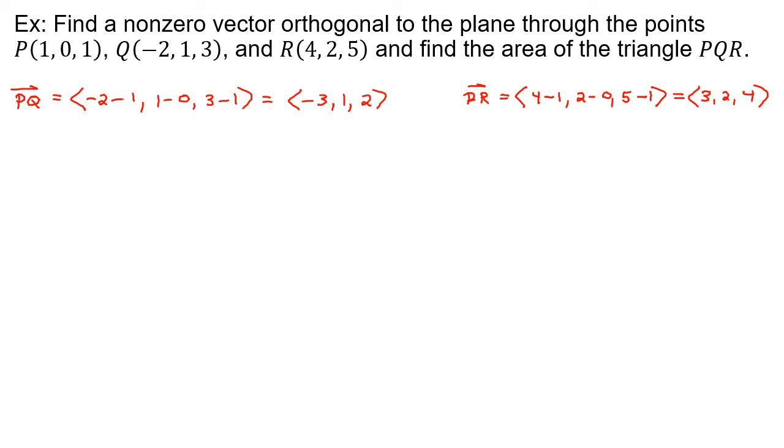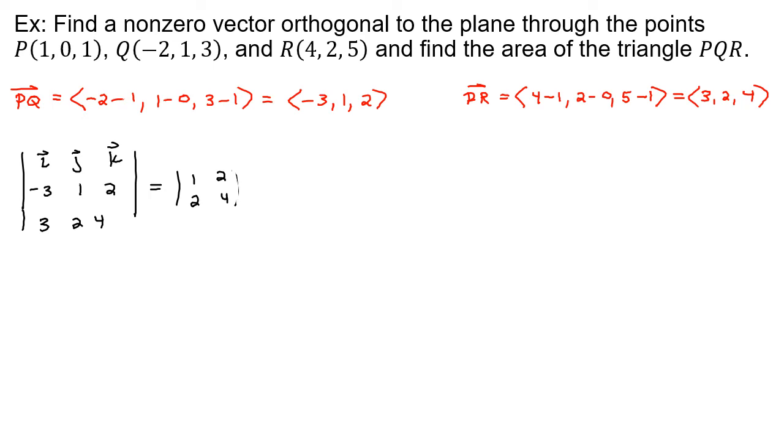Now I can find the cross product of those 2 vectors, and that will tell me the area of the parallelogram. So if I cross them, I'll end up with an I, a J, and a K. I'll do -3, 1, 2, and 3, 2, 4. So I'm crossing the PQ and the PR. And so for the I, I'll have a 1, 2, 2, 4 on the I.